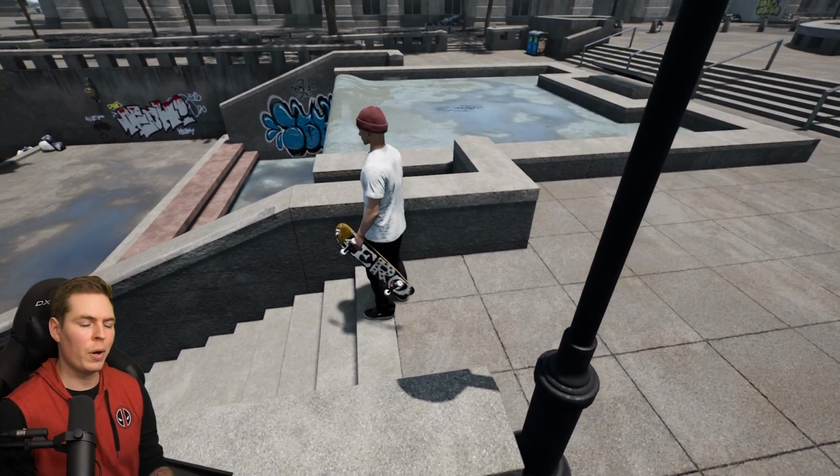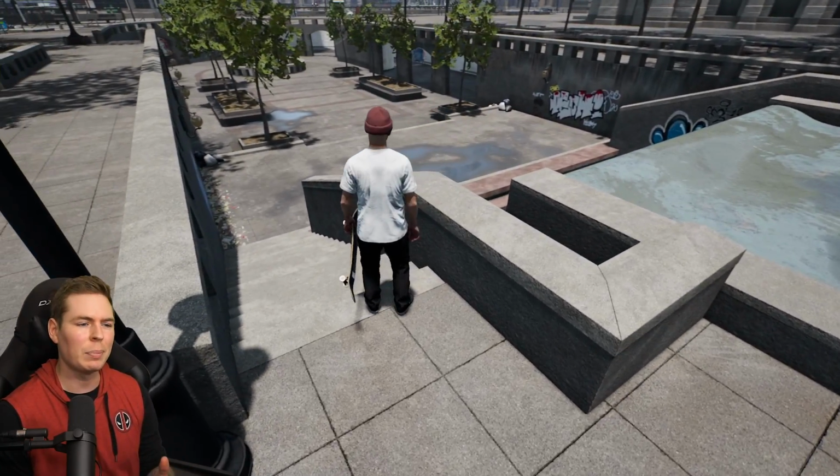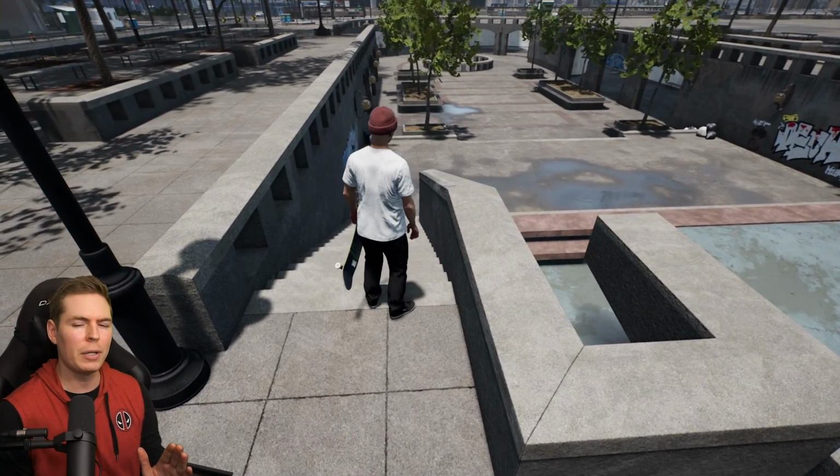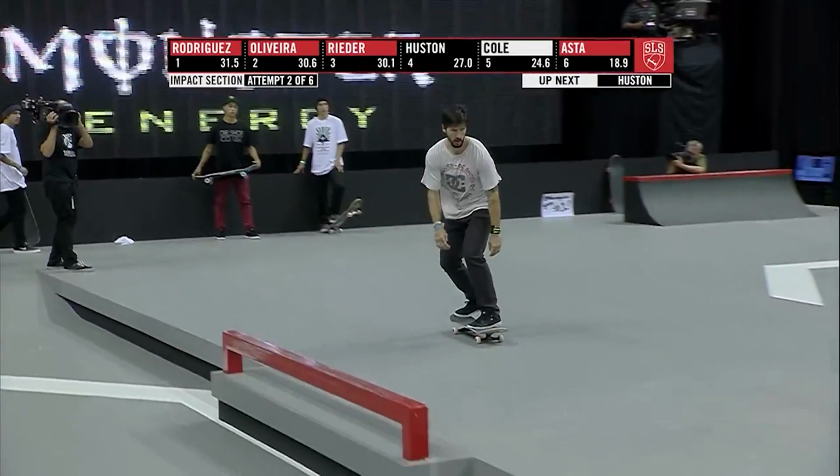So there's a certain trick that Chris Cole does, and I think we've sort of accepted it as a blunt slide, even though it would technically be a tail slide. It's like pop over to blunt. Attempt number 2.